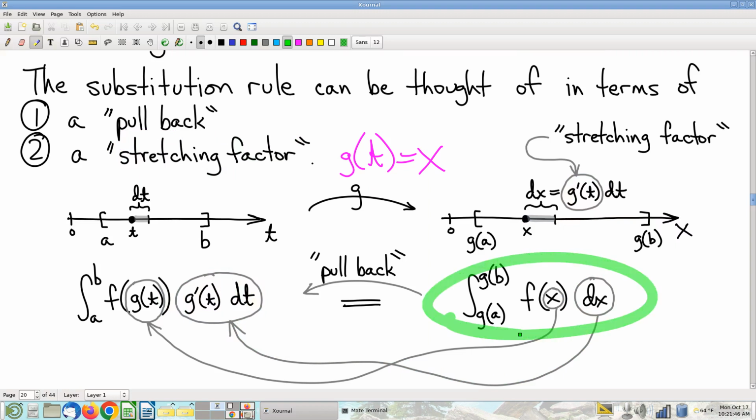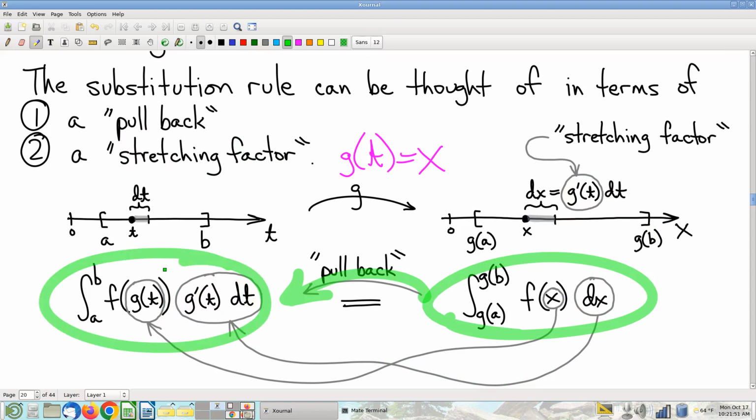So those are really the two big steps that turn this integral on the x-axis, I pull back to get an integral on the t-axis. The integrand changes, partly because of plugging in, partly because of the stretching factor. The bounds change because the values of t are not the same as the values of x. The values of x are g of those values of t. So the bounds change as well. And there we go. We have a result, and this is, of course, the integral form of the substitution rule.